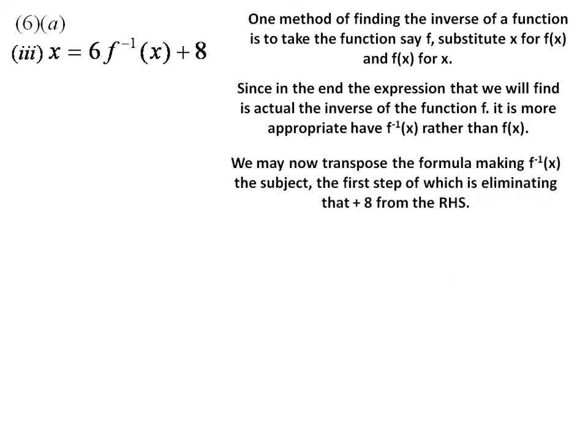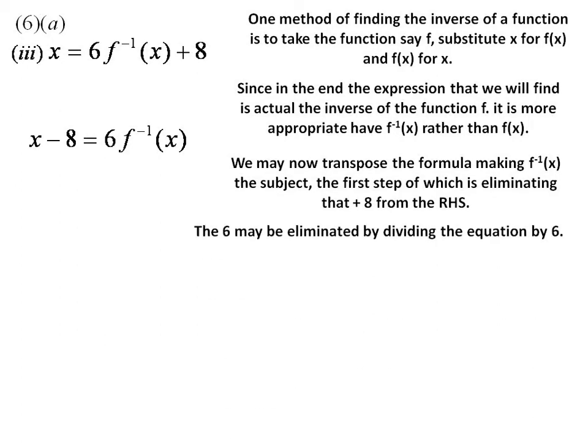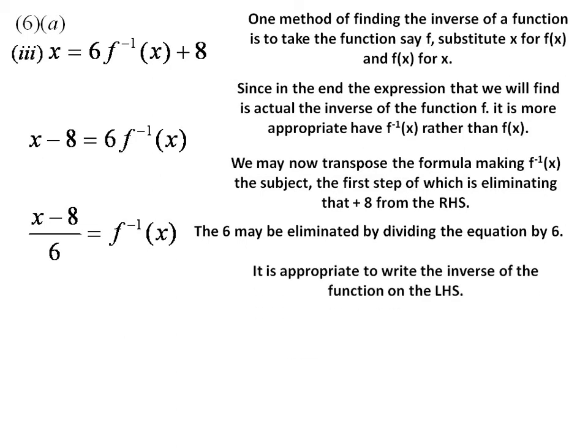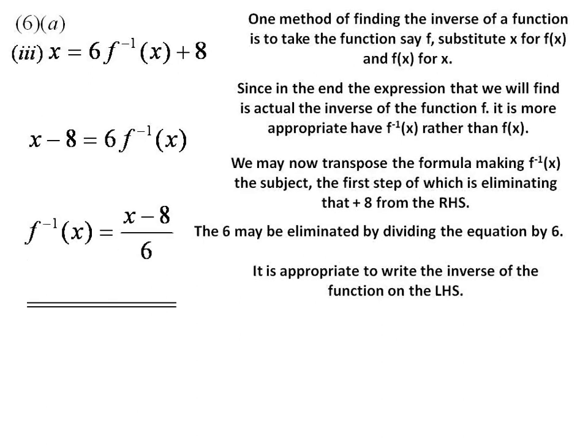We may now transpose the formula, making f inverse of x the subject, the first step of which is eliminating the positive 8 from the right hand side. So x minus 8 is equal to 6f inverse of x. Then we need to finish up by eliminating the 6, dividing by 6 on the left hand side. It is more appropriate to write the inverse of the function on the left hand side, so let us turn this around. And that is our answer.